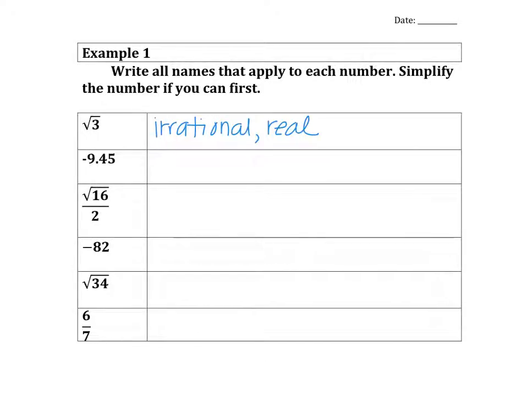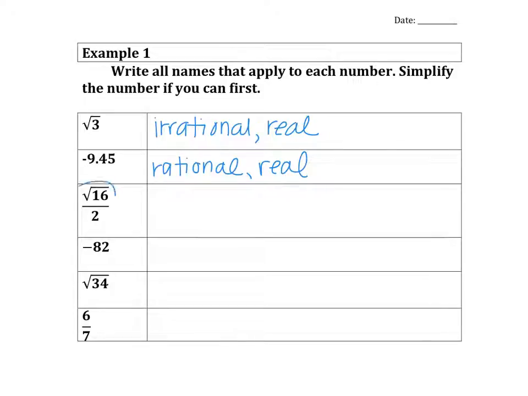Negative 9.45. First of all, I see that there's a decimal. That tells me it's rational. And it also belongs to our big family of reals. It can't be a whole number because there's a decimal. It can't be an integer because there's a decimal. Can't be a natural number because there's a decimal. So the first family it can belong in is the rational.